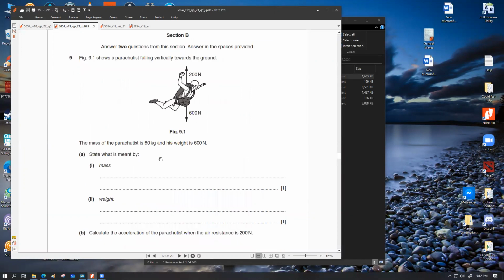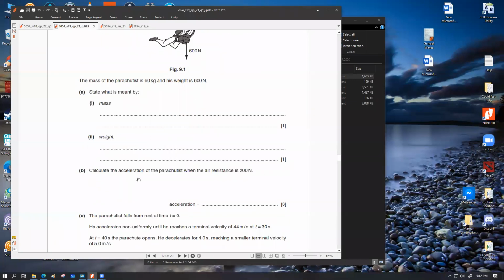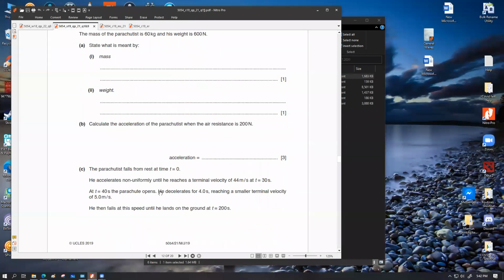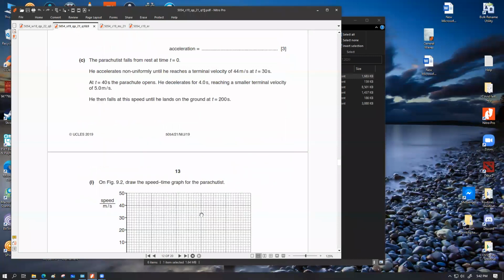Okay, I need to read the question now. An ambulance with a parachute is falling vertically towards the ground. The mass of the parachute is 60, its weight is 600 Newton. Calculate the acceleration of the parachute when the air resistance is 200 Newton. The parachute is at rest at time t equals 0. It accelerates uniformly and reaches a terminal velocity of 44 meters per second at t equals 30 seconds. At t equals 40 seconds, the parachute opens. He descends for 4 seconds, reaching a smaller terminal velocity of 5 meters per second. He then falls at this speed until he lands on the ground at t equals 200 seconds.